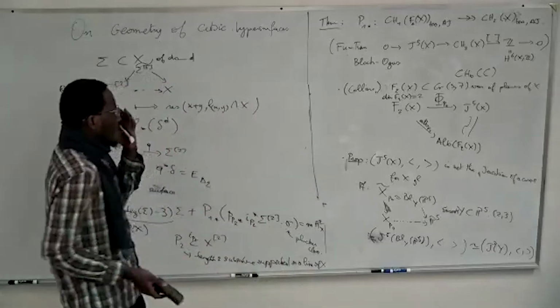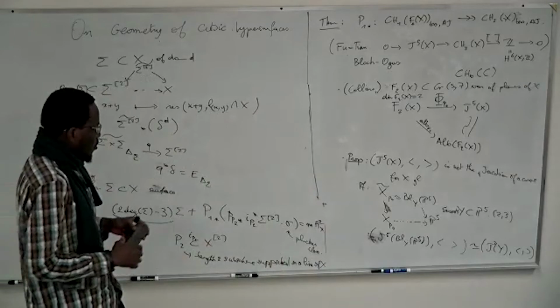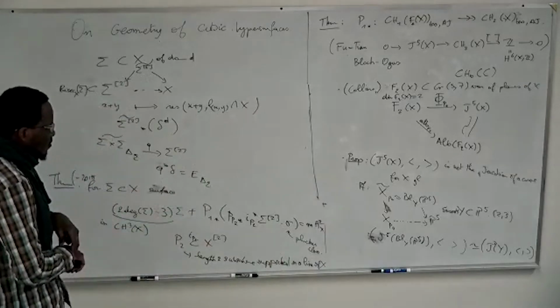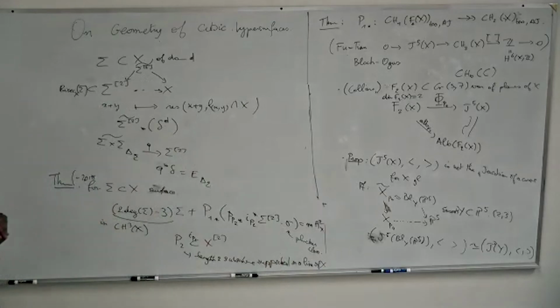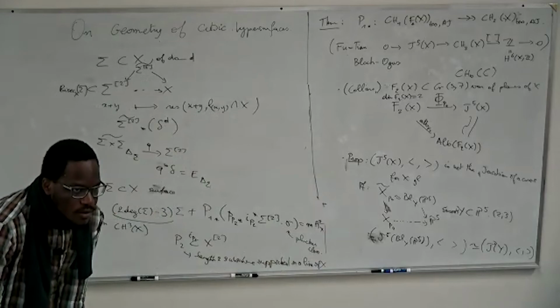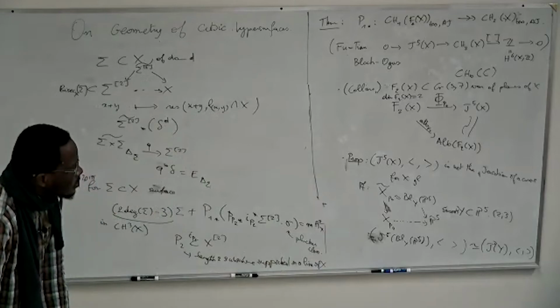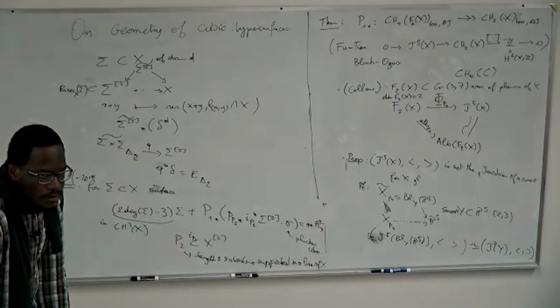So there is ongoing work on further properties of the variety of planes and the intermediate Jacobian, but I think I'm over time. So just look at this blow up of P5 in the intersection of a quadric and a cubic, which is very different from the other one.